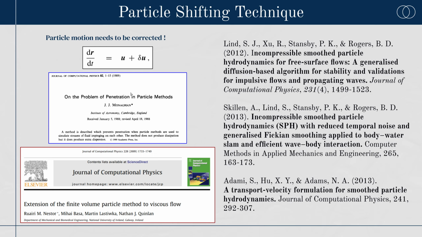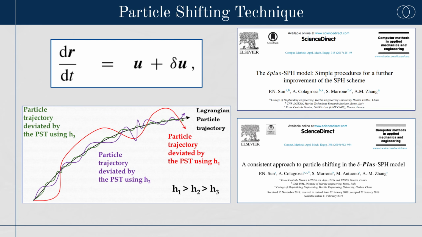The first idea was proposed by Professor Monaghan in 1989. However, a more effective algorithm was introduced in 2009 by Nestor and co-authors. This approach was then further developed by other colleagues in the following years. Starting in 2017, also within our group, Pengran Sun led a research activity focused on the consistent implementation of the particle shifting technique within the delta SPH framework.